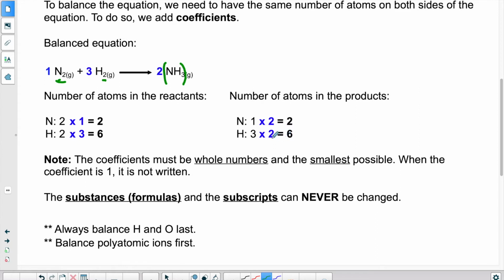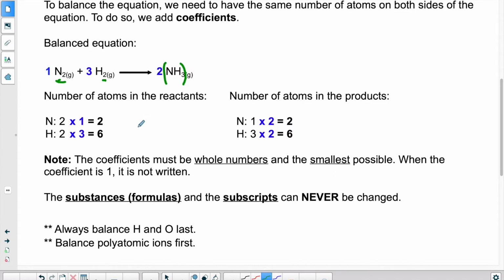Okay, so we can only use whole numbers, never fractions, and I'll show you what to do if you have a fraction. And you have to try and simplify your coefficients as much as possible. Again, I will show you an example as to where you would need to do that.